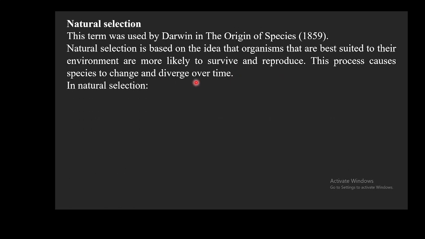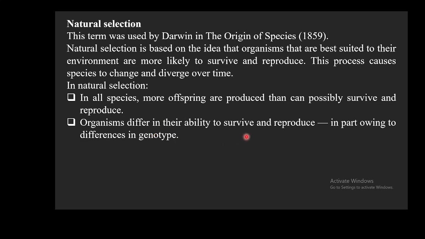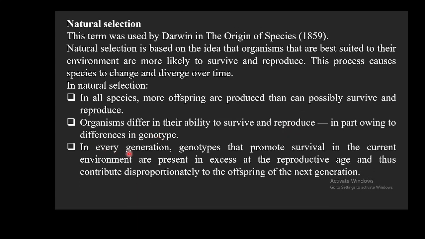And how does natural selection occur? There are three rules. Rule number one: there will be more production of offspring in comparison to survival and reproduction. Rule number two: organisms differ in their ability to survive and reproduce on the basis of their genotype. Rule number three: in every generation, genotypes that promote survival are going to be selected by nature, and then they will take part in reproduction, produce the offspring, and that will help in the evolution process.